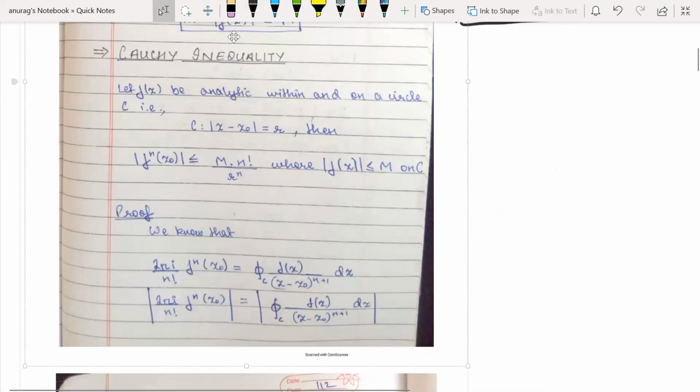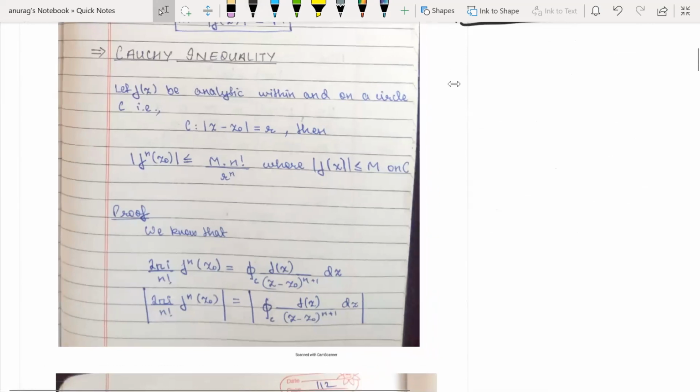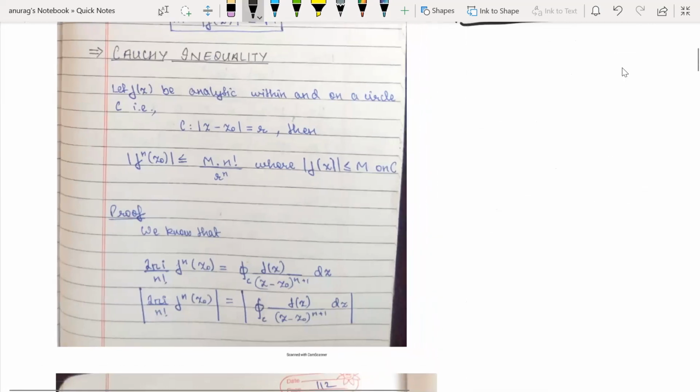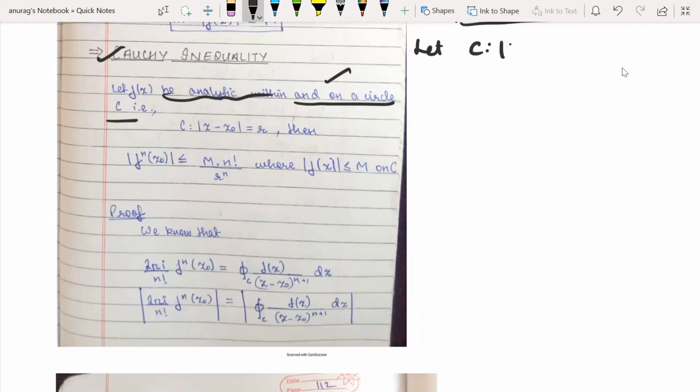Next is the Cauchy inequality. So what is Cauchy inequality? Let f(z) be analytic within and on a circle, meaning inside the circle and on the boundary. The circle is |z - z0| = R, which means a circle whose center is z0 and radius is R. Z0 means (x0, y0).